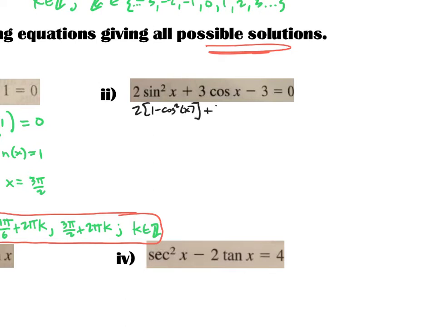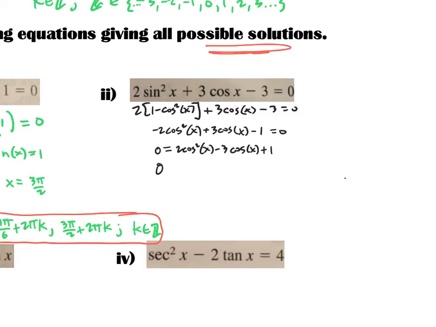It's going to get everything in terms of cosine, which will allow me to factor much easier. Okay, so I'm going to distribute the 2 and then combine like terms. That'll give me negative 2 cosine squared x plus 3 cosine x, and then the 2 and the negative 3 will make a minus 1. Now I don't like factoring when there's a negative leading coefficient, so I'm going to move it all over to the other side.